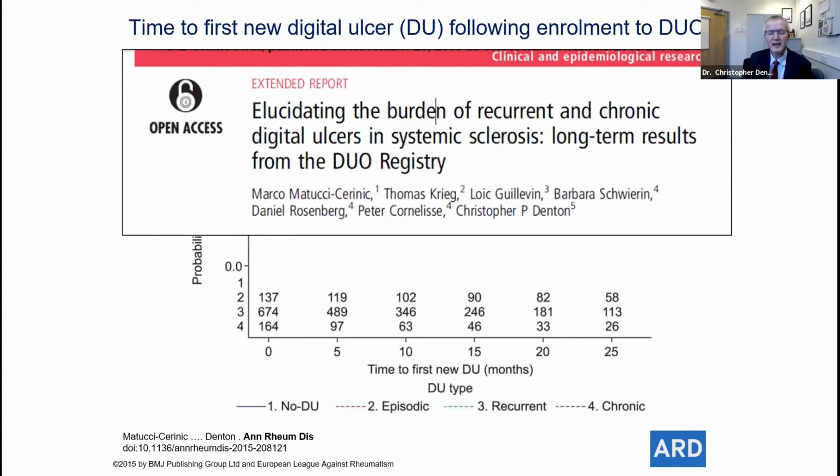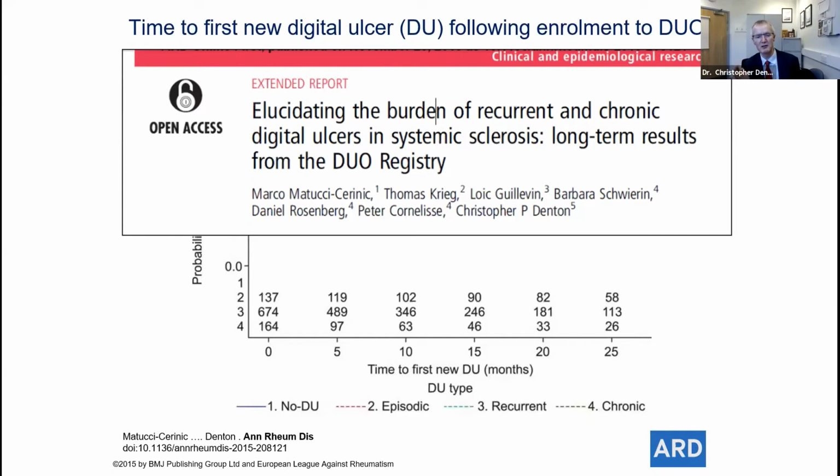And we do have licensed therapies for digital ulcer disease, and I highlight bosentan as the first oral therapy that was approved for digital ulcer disease, and it was approved on the basis of 2 positive clinical trials. But one of the conditions of approval by the European Medicines Agency for bosentan for digital ulcer disease was the establishment of a large observational prospective registry to really understand the burden of digital ulcer disease in systemic sclerosis.